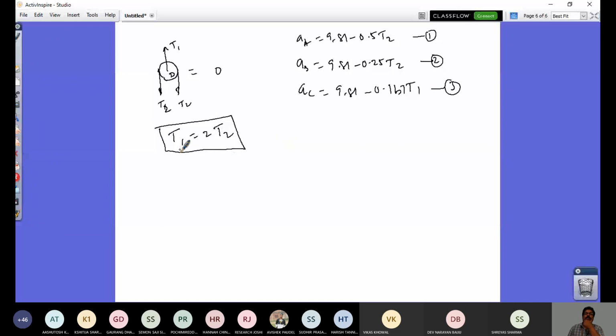So now I can substitute T1 is equal to 2 T2 in this, and then I can add all of them. I will have my one equation, right? I will have one equation. That's one thing. And let me write now the consistency of string law. So that is also going to be giving me some additional equation.